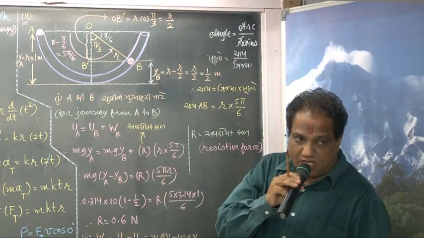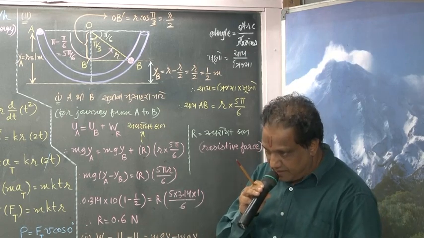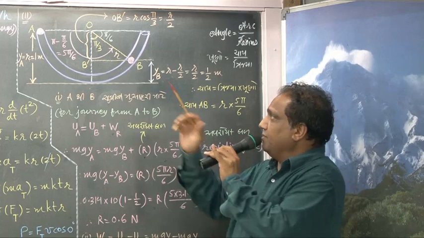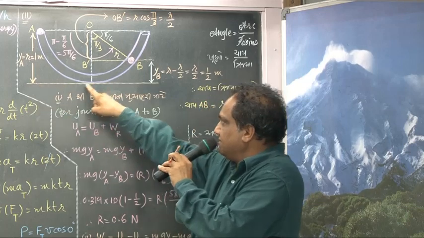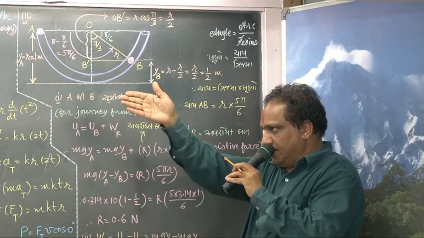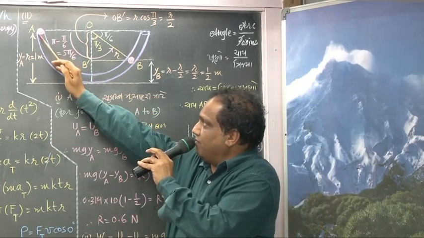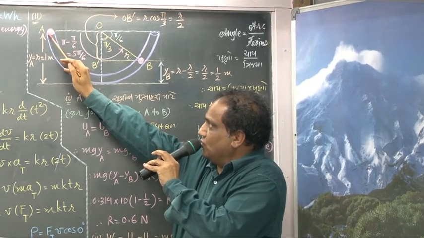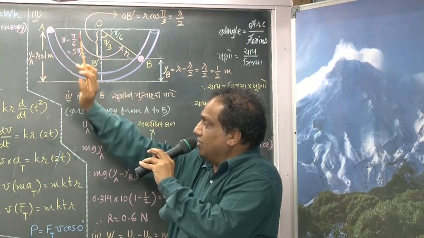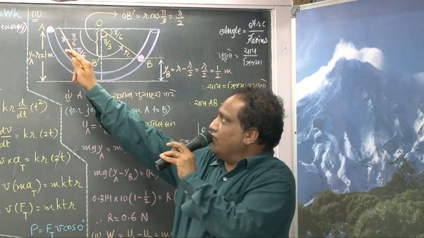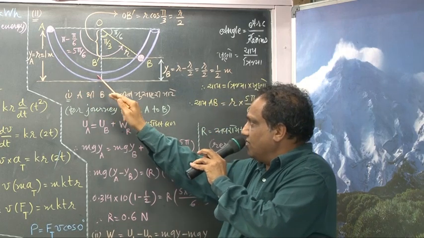We have one semicircular hollow pipe. That pipe is like this. It is kept on a horizontal surface in a vertical plane. We have one spherical bob, one spherical body, whose external diameter is just slightly less than the inner diameter of the pipe, so that when you place it here, it can roll inside. It will move from here to here.